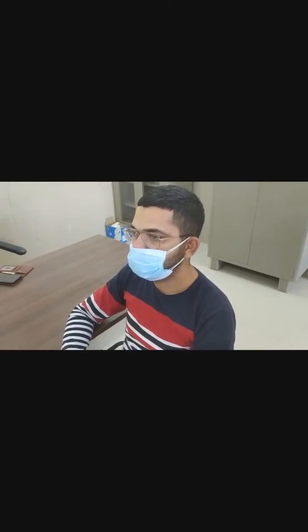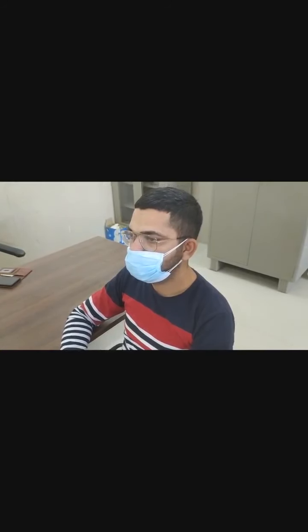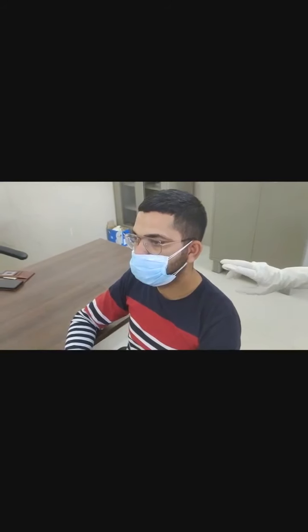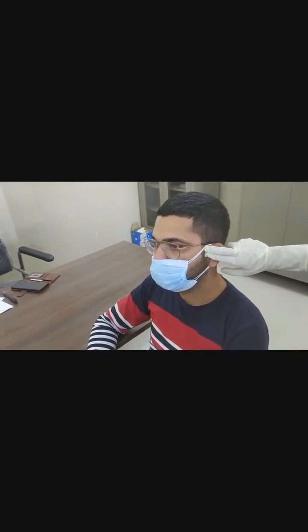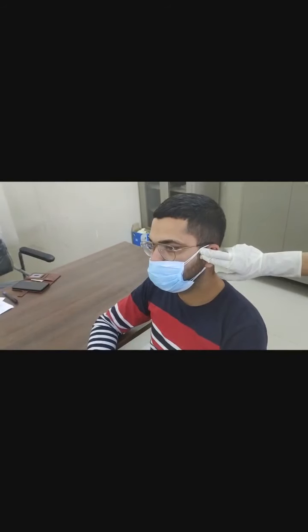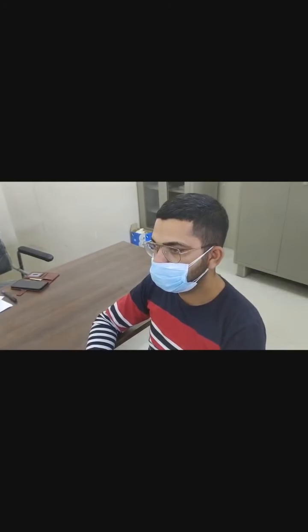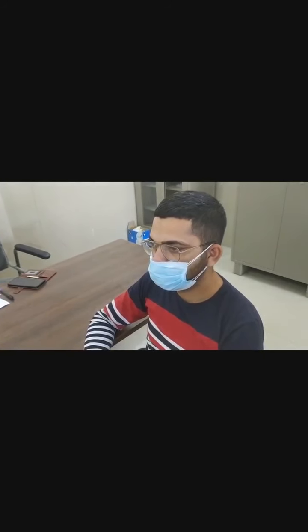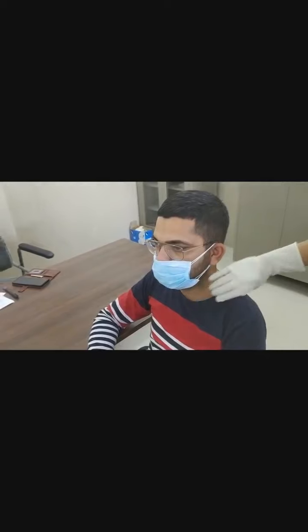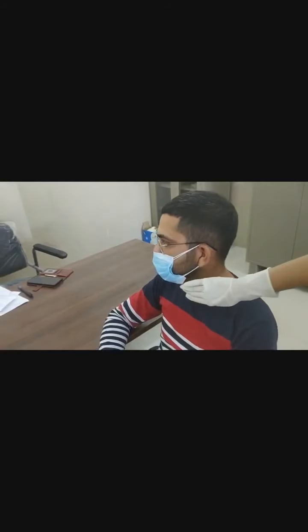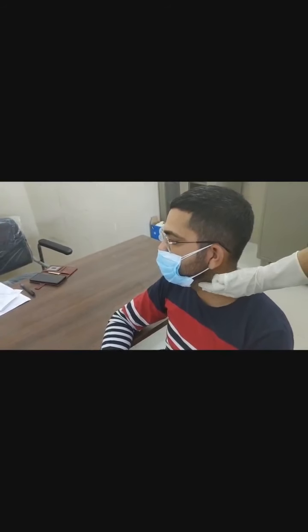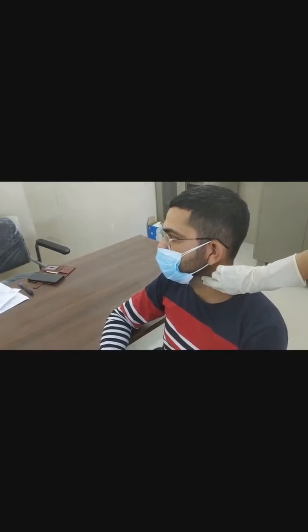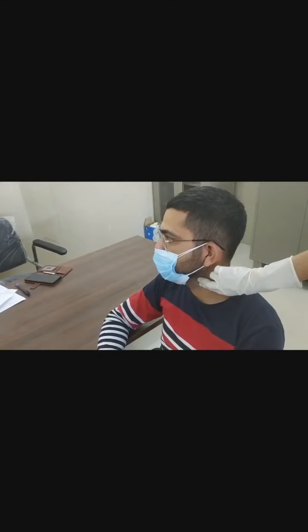First is the superficial temporal pulse. For assessing the superficial temporal pulse, we go in front of and slightly above the tragus. Second is the carotid pulsation. It is present right in the middle of the trachea and the sternocleidomastoid muscle. Here we can feel the carotid pulsations.